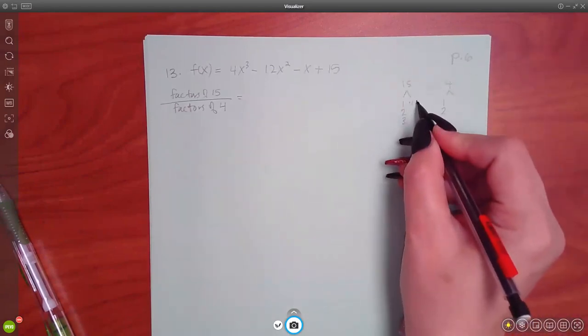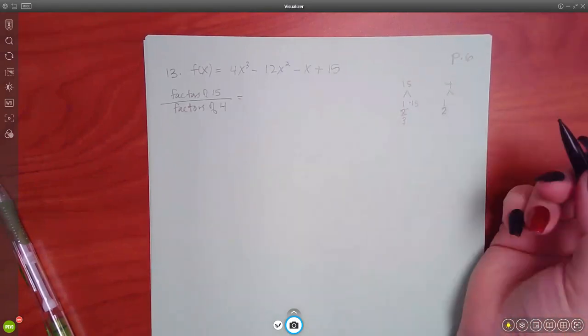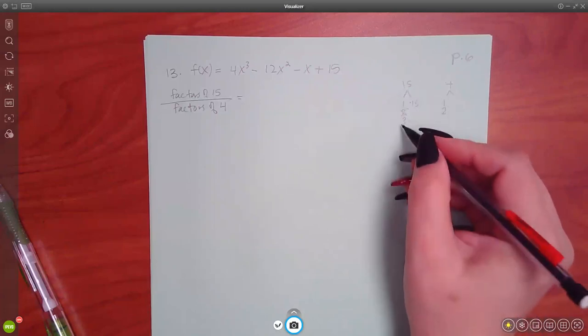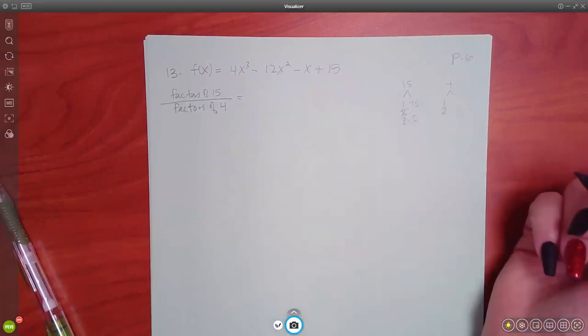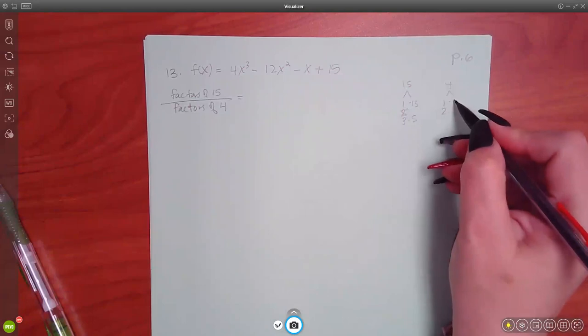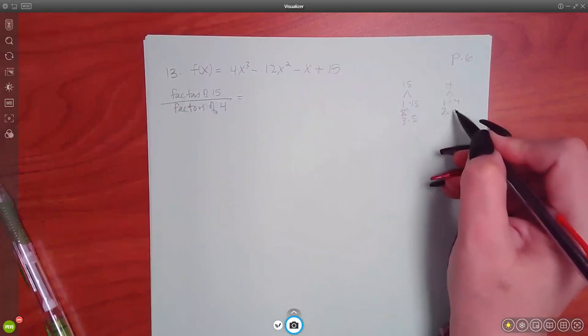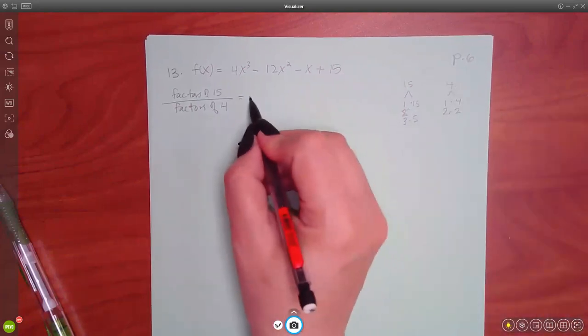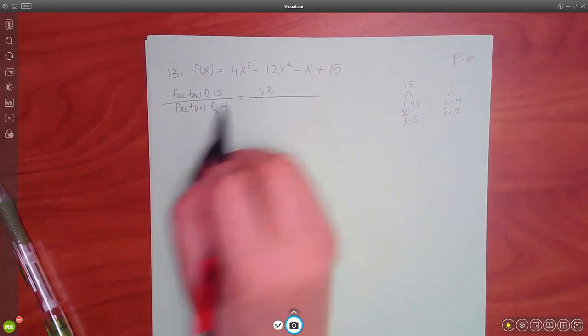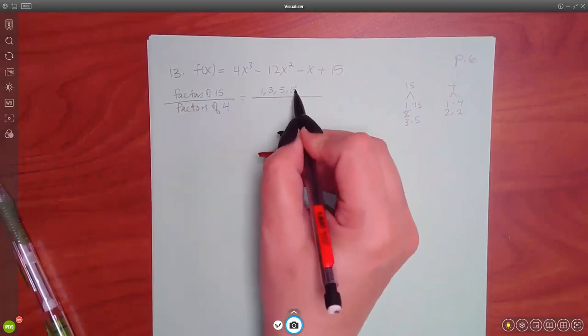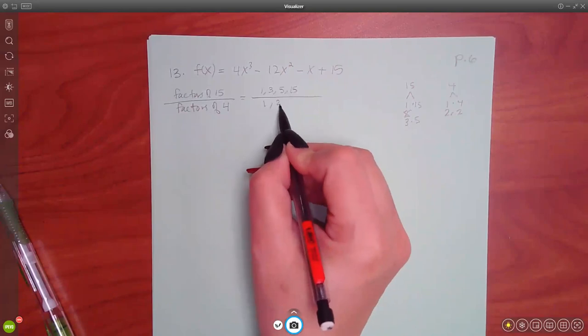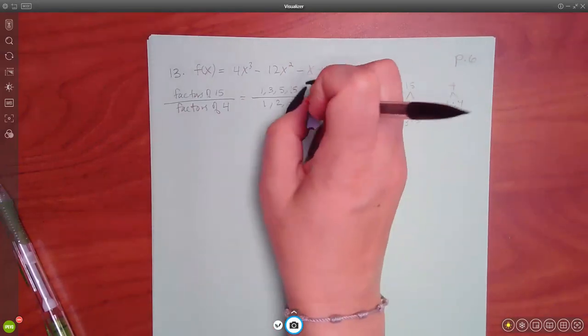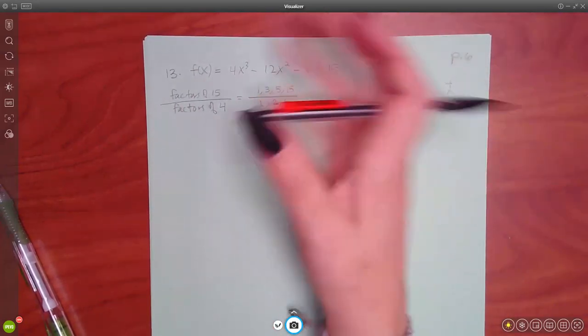So 1 times 15. 2 does not go into 15 evenly, and 15 divided by 3 makes 5. 4 divided by 1 is 4, 4 divided by 2 is 2. So I have 1, 3, 5, and 15, and 1, 2, 4. Oh man, this is gonna have a long list.